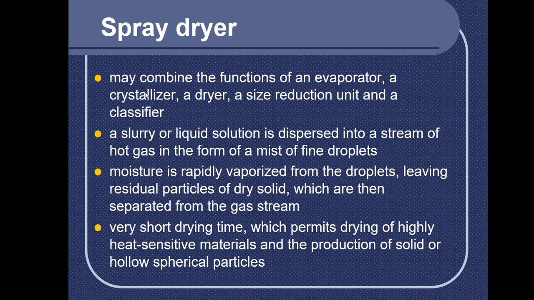For spray dryers, this may combine the function of an evaporator, a crystallizer, and a dryer, all in one equipment. So this is worth noting. And you add to that a size reduction unit and a classifier. It reduces the size and it classifies the product as to the sizes of the dispersed solids. So: evaporator, crystallizer, dryer, and a size reduction unit and classifier. In here, your feed is in the form of slurry or liquid solution. It is dispersed into a stream of hot gas in the form of a mist of fine droplets.